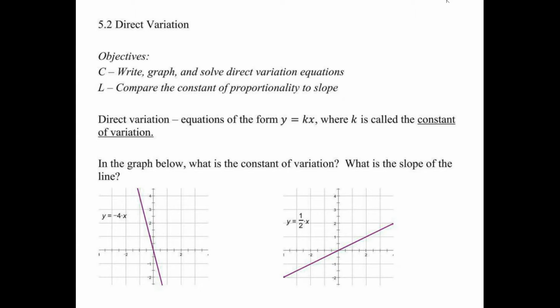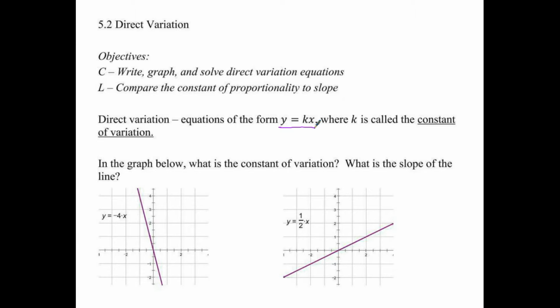So in this section, we're dealing with direct variation. And direct variation equations all have this form. They look like y equals kx. And k is just a number, okay? Y and x are variables. Y and x are always variables.